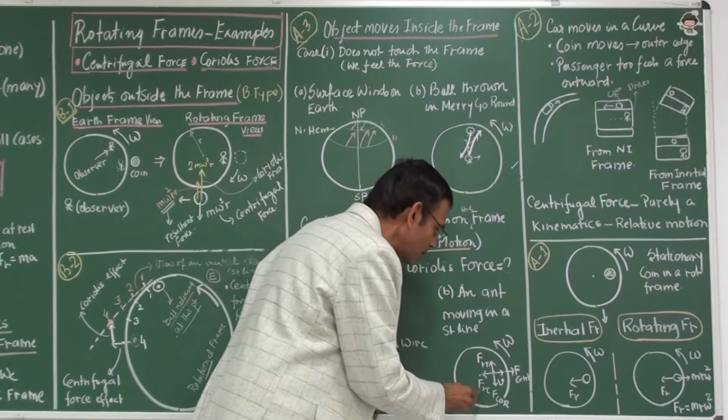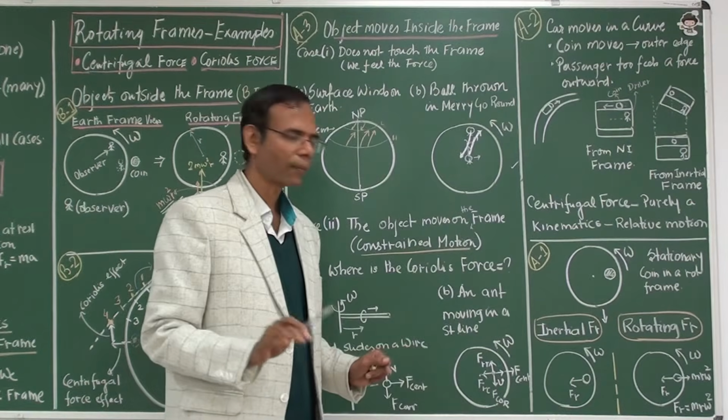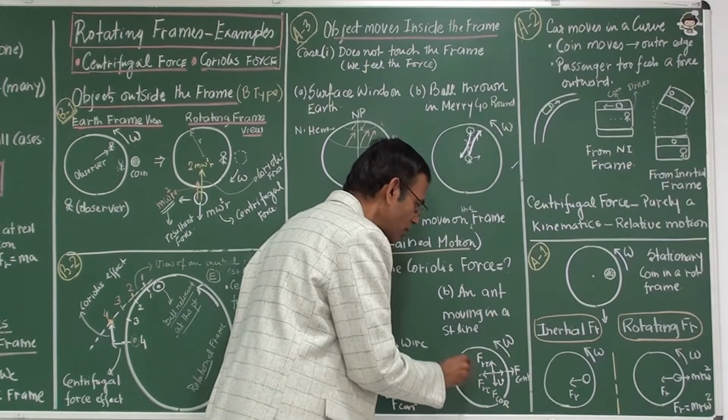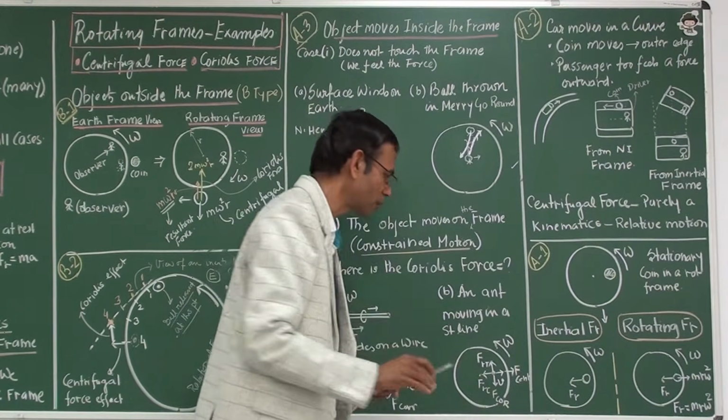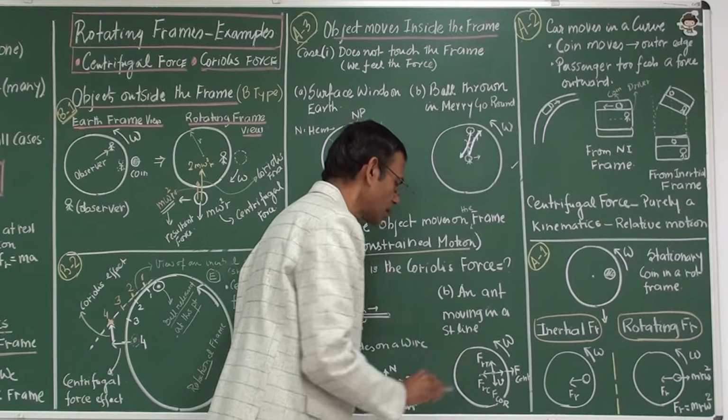So I have made Fr, that is friction, C means center, towards the center. So that is the friction. Obviously, that is from the inertial frame, we have seen that there is a friction which rotates the body in a circle.